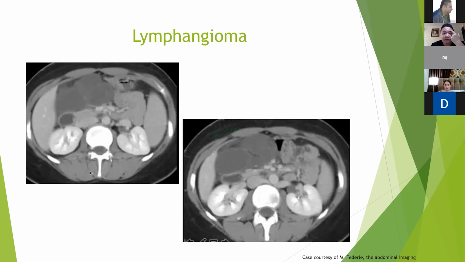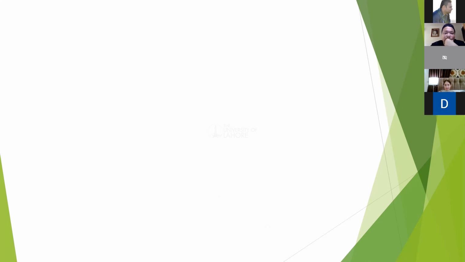So these are benign lesions. If we cannot see a mural nodule within them, we can differentiate them from malignant lesions.